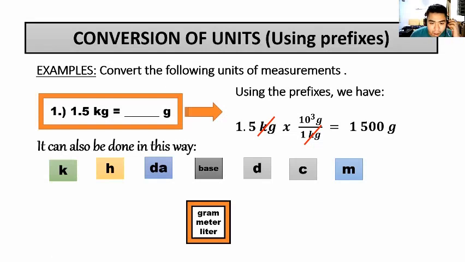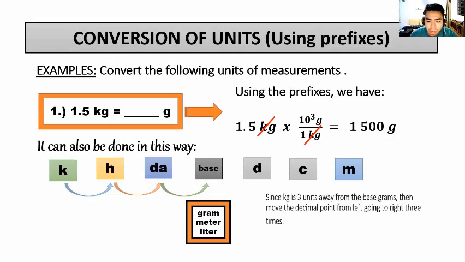So mapapansin nyo, meron tayong tatlong unit, mula kaliwa papunta sa kanan. So yung galaw ng decimal point doon sa given natin, doon sa 1.5, gagalaw din ng tatlong beses papunta sa kanan. Kaya mag-add tayo ng ilan? Dalawang zero. Kaya yung 1.5 naging 1,500 in grams na siya.